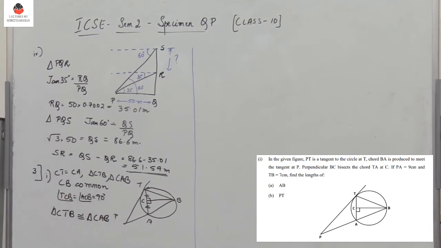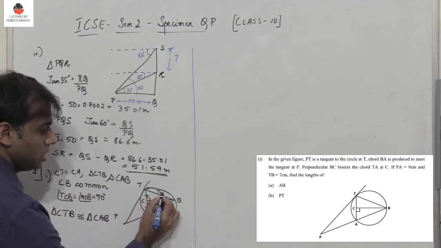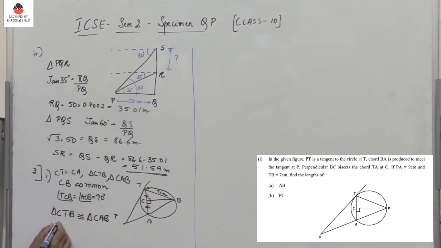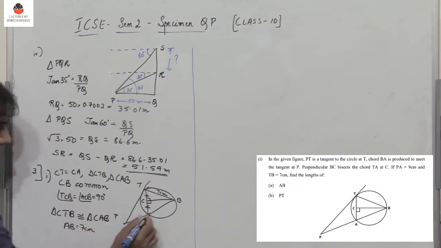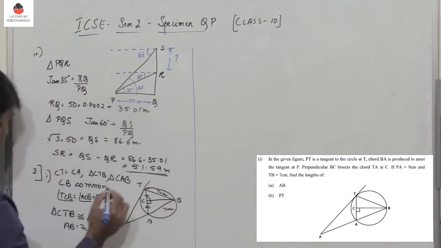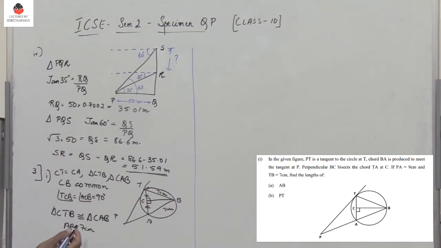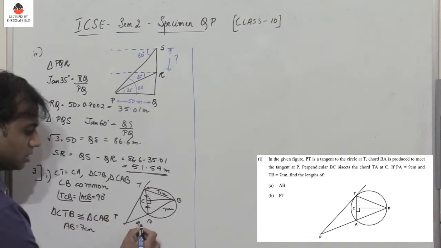So what else has been given? It's been given that TB is 7. So TB is 7, and because these two triangles are congruent, we have AB, which is also equal to 7 centimeters. So this also is 7 centimeters. And what else has been given? PA is 9. So PA is 9.